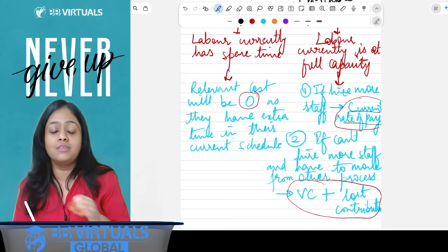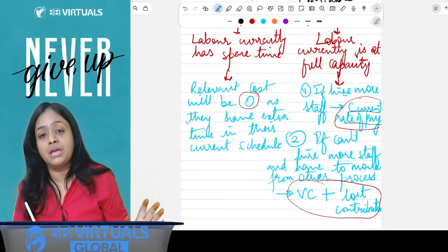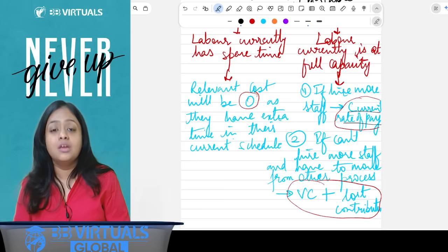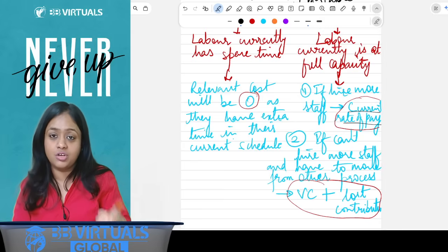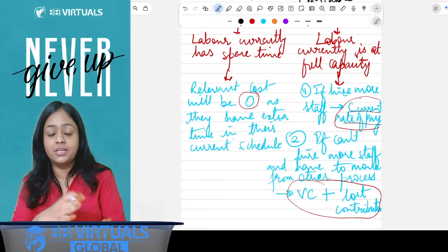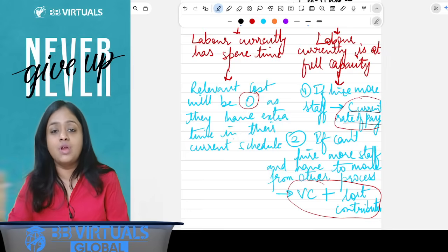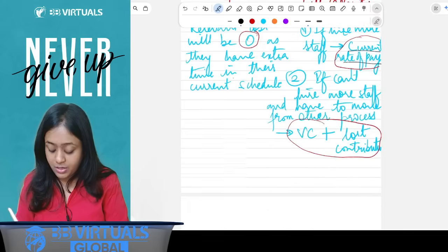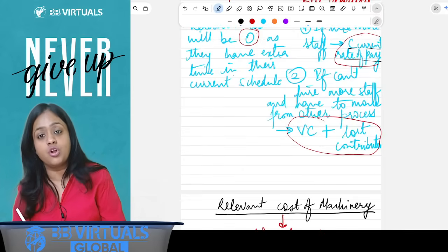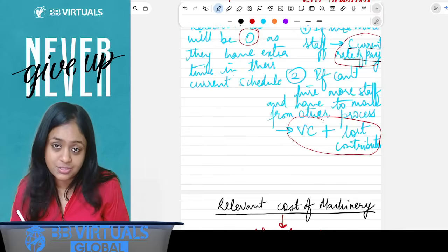Third is when there is no overtime available, we cannot hire from the market also, and we have to switch labor from one product to another product. Then the relevant cost will be opportunity cost, that is the lost contribution, plus the current rate of labor. Because of course, when the labor is going to work henceforth, you have to pay for it. So the current labor rate, which is the variable cost, plus lost contribution, will be the relevant cost.